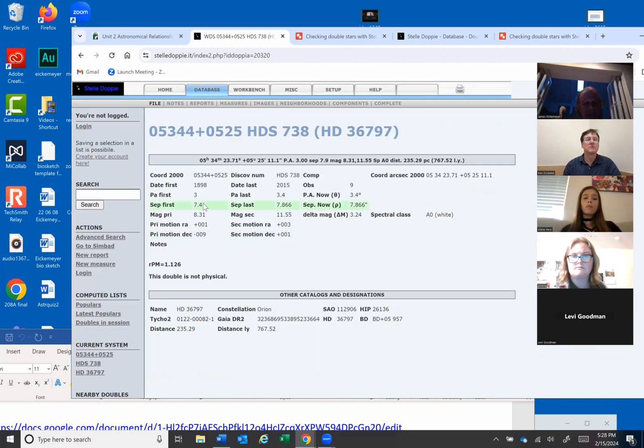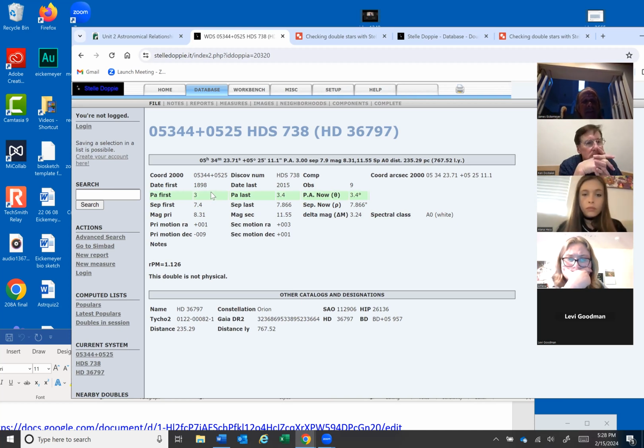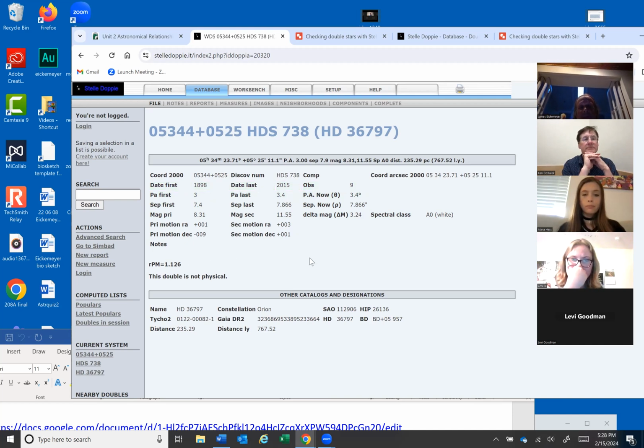Okay, so for this one, we're going from 3 to 3.4, 7.4 to 7.8. First observed in 1893, and last one in 2015. So that's a possibility. So that one, I think, shows some change in the angle, some change in the distance. Ideally, we might want a little more of a change, but that's the kind of process that we go through.